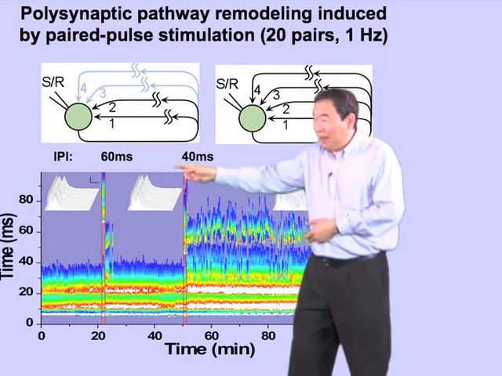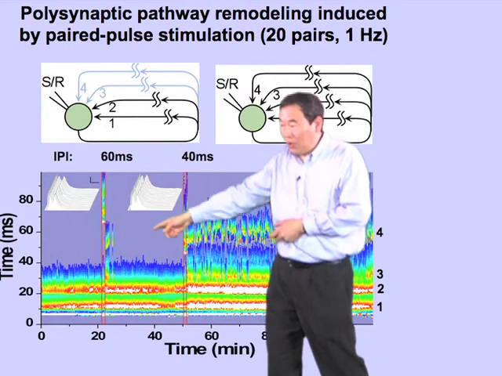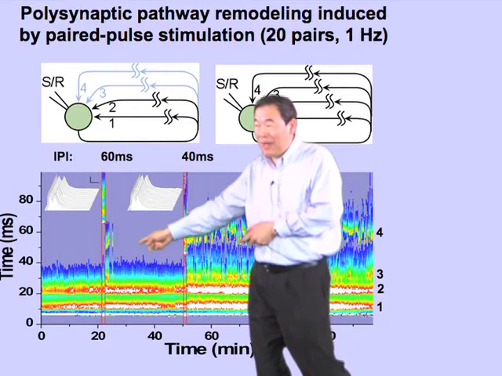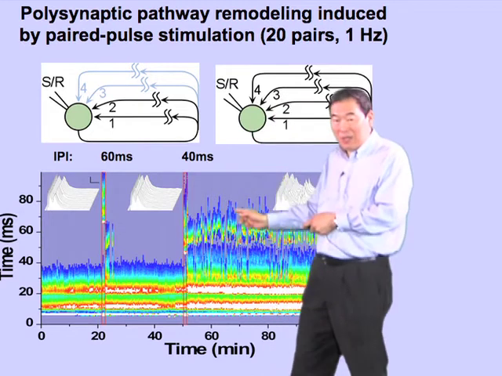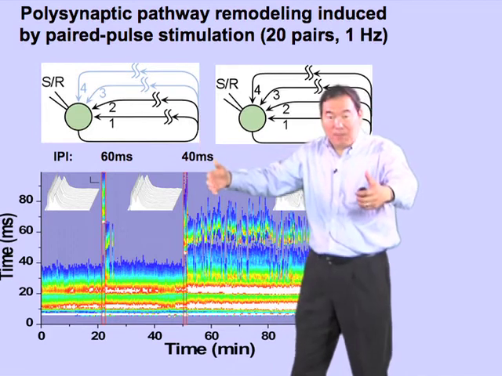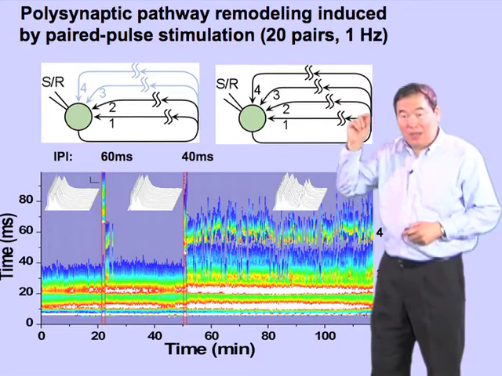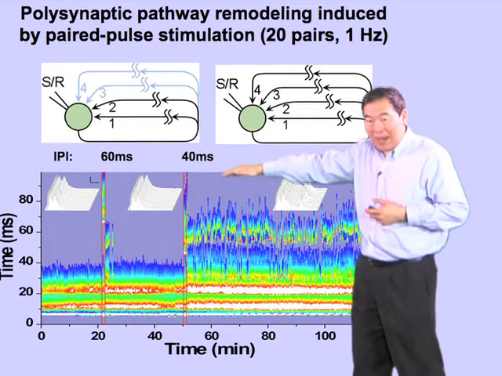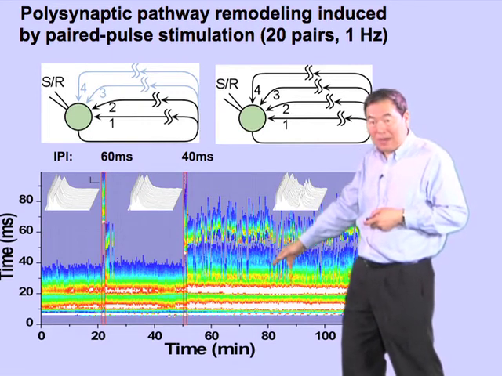But if you do a different 60 millisecond pair pulse, even with the same 50 pairs, you produce no persistent change, only a transient opening of some pathway that then disappears, and you return to the original state. So there is a switch in the state of a new pathway that is persistently open specifically by this 40 millisecond pair pulse. That indicates that the circuit has now memorized the 40 millisecond interval by changing its synaptic strength in these two pathways so that they can now conduct signals.